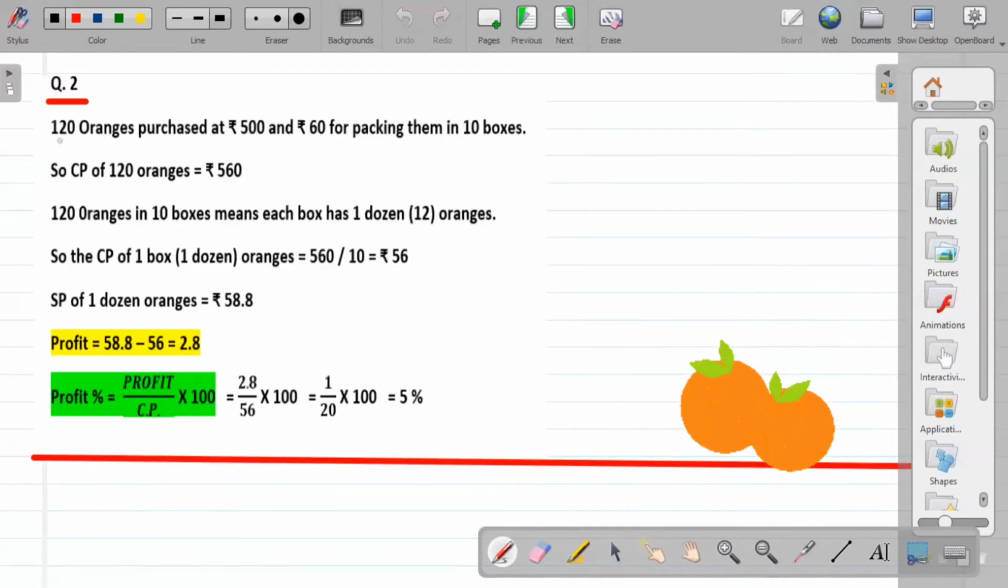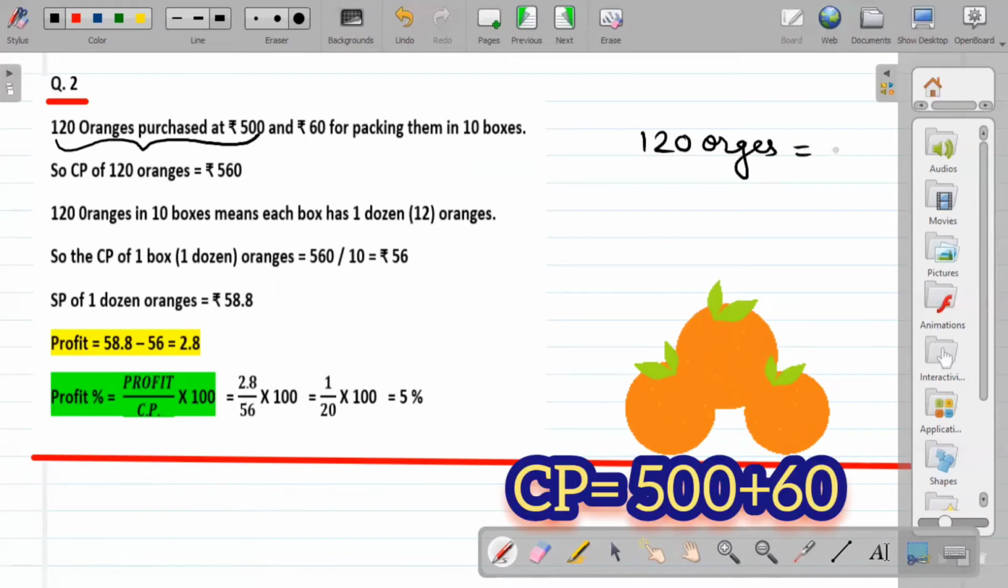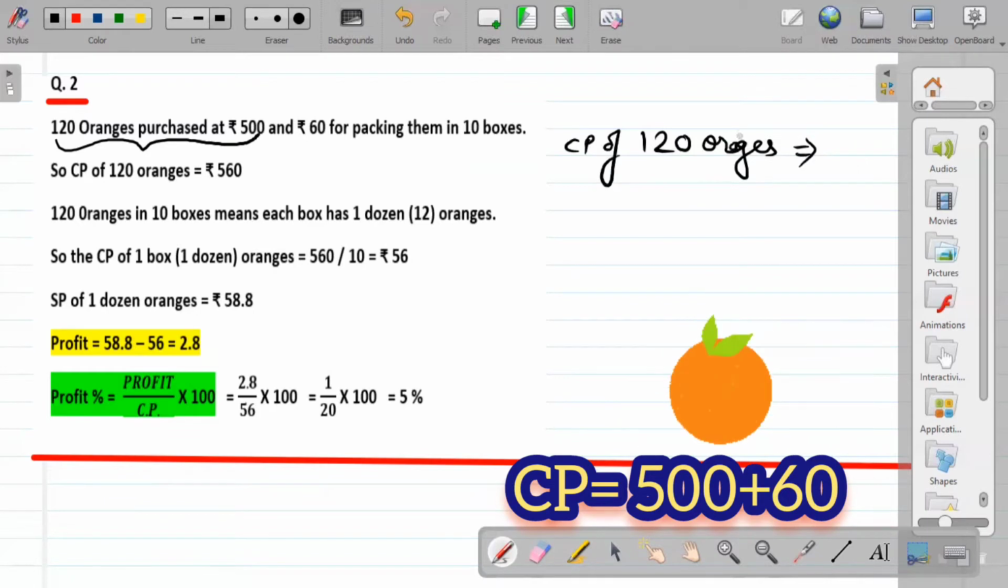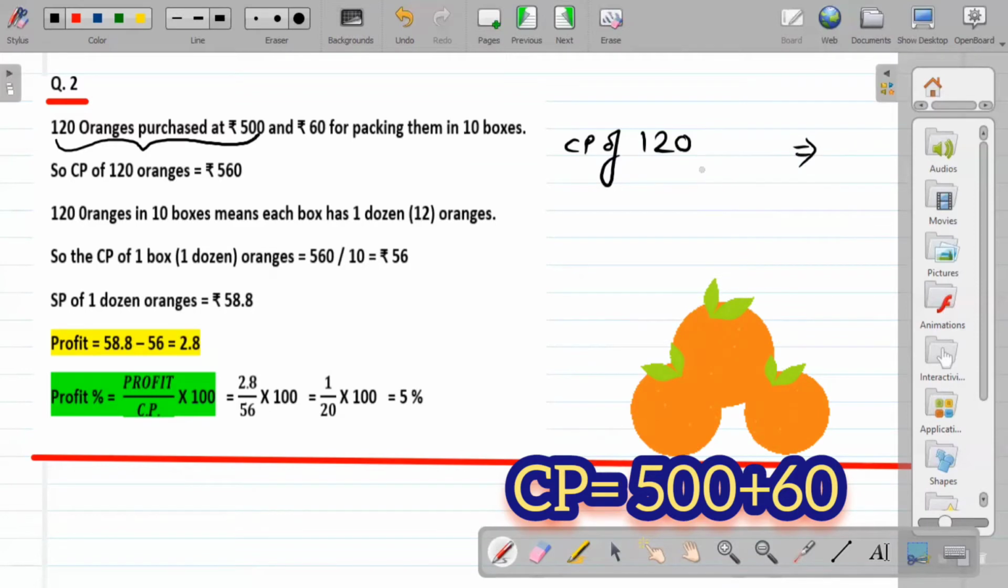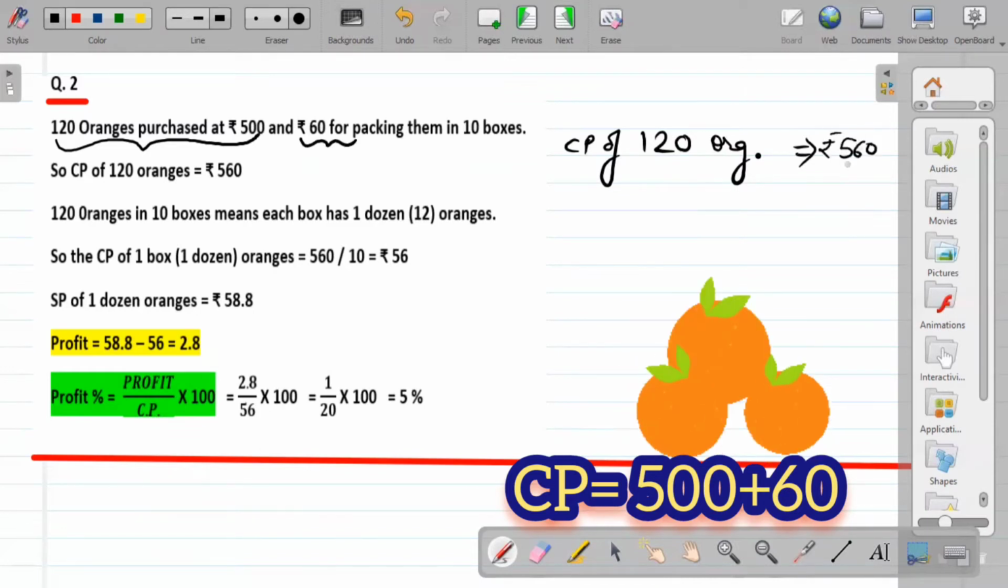Now, the next example says that 120 oranges were purchased at 500 rupees and 60 rupees for packing them in 10 boxes. Total 120 oranges are purchased. What is the CP of 120 oranges? The CP is nothing but their cost price as well as their packing. Rupees 60 is spent for the packing, so that will also be included here. So total 560 rupees is the cost price of 120 oranges.